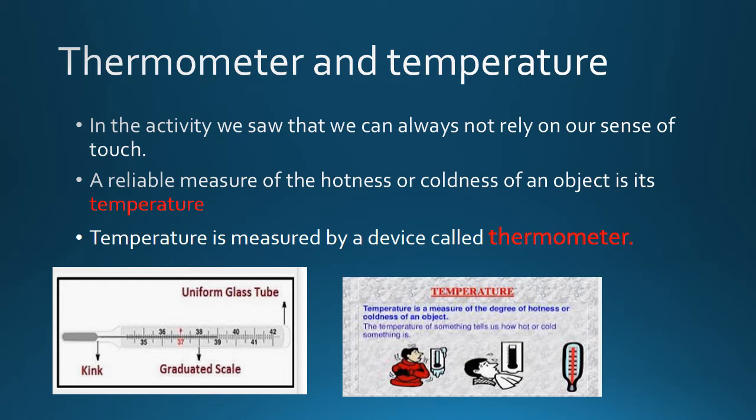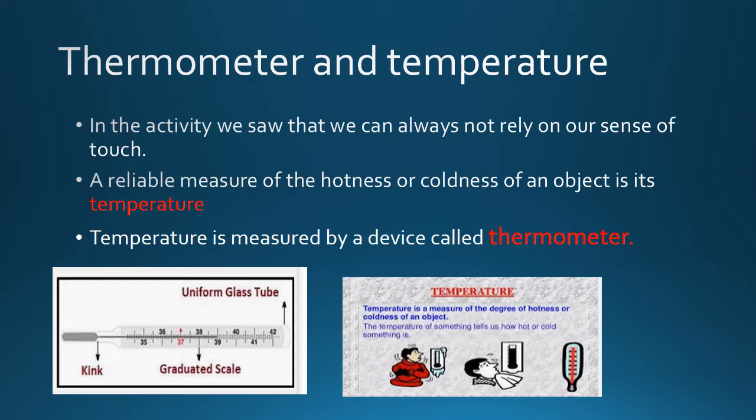One of my friends tried this activity and I am sharing her view with you all so that even you try it. She said to me that my left hand tells me that water in mug C is hot and the right hand tells me the same water is cold. What should I conclude? She keeps both hands together in mug C, and one hand is telling hot, one hand is telling cold. So this is a confusion, right? By this I conclude that we cannot always rely on our sense of touch.